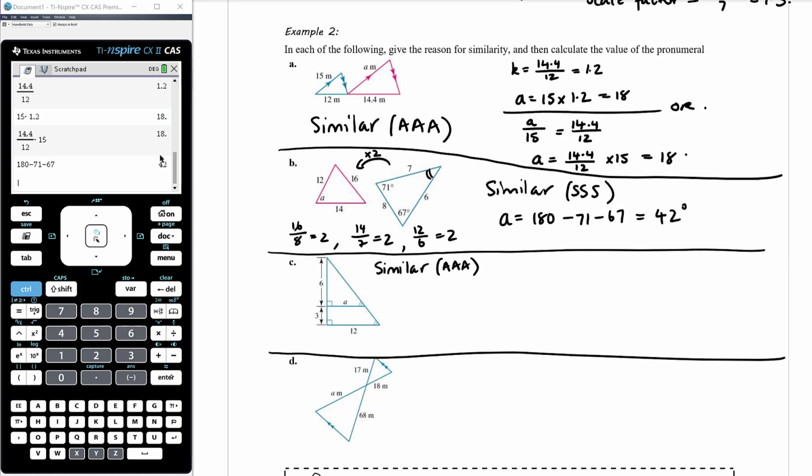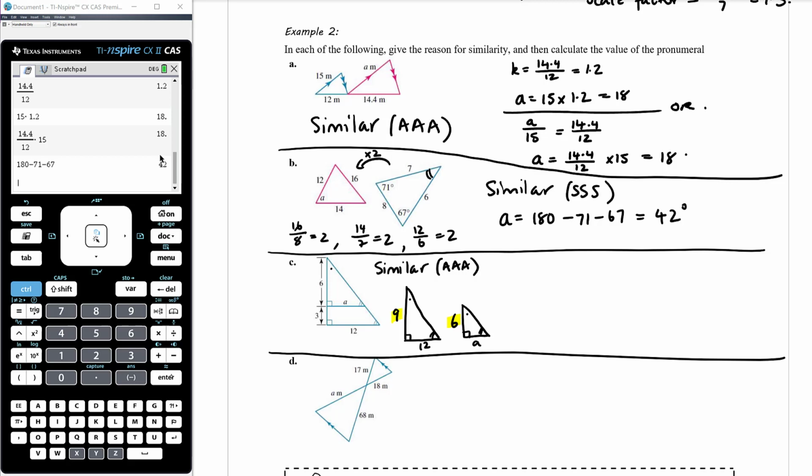If we draw them out separately, there's your right angle, there's that one, and there's that one. So the bigger one has a base of 12 and a height of 9. And the smaller one has the right angle, the base of that is A, and the height of that is 6. Now again, you could use the 6 and the 9 to work out the scale factor. It's going to be 1.5.